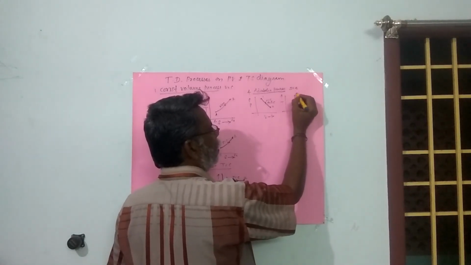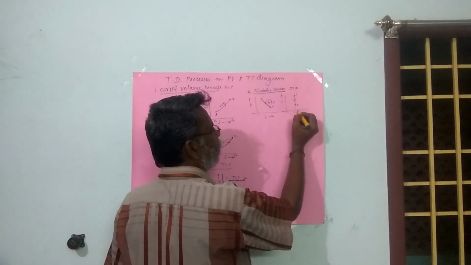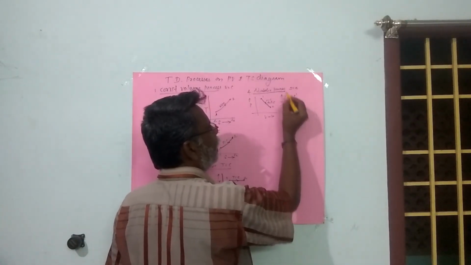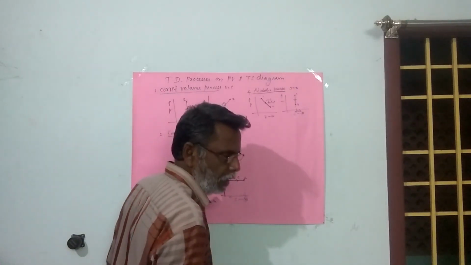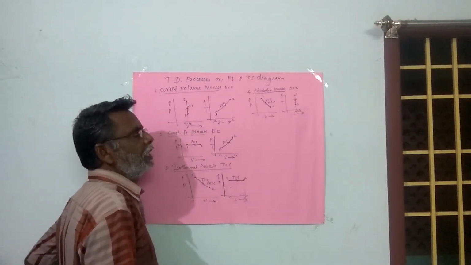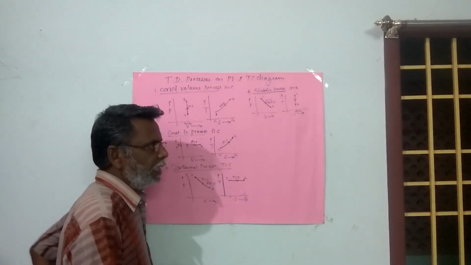Now let us take, this is 1 and this is 2. So S1 is equal to S2. There is no heat transfer during this process. Only when there is a change in entropy, we have heat transfer.